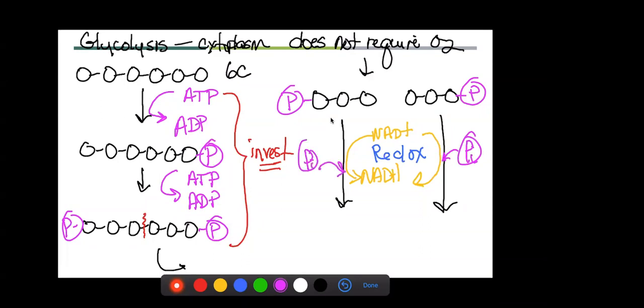And so what we get, 1, 2, 3, 1, 2, 3, we get two little phosphate groups.